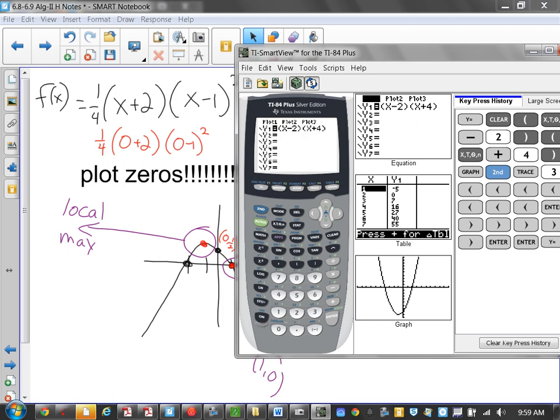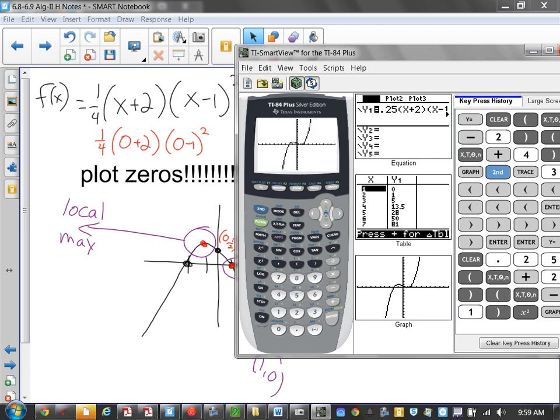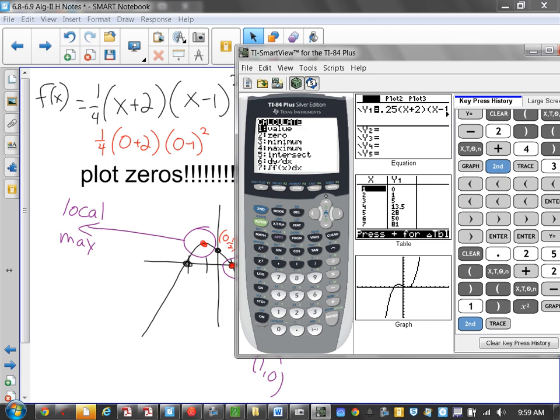So when I go into my y equals here, instead of putting in the 1/4, can I put 0.25? Does it change anything? It's just quicker to type in. I put 0.25, x plus 2, x minus 1, squared, and I go to my graph. Everybody see that? Okay. Now all I have to do is just find my maximum at that one value, that localized maximum. Second, calculate. Which one is it?